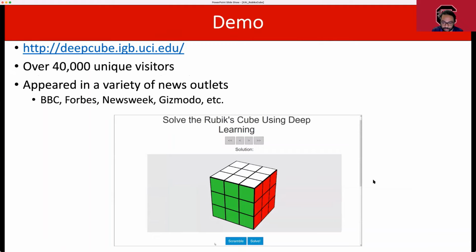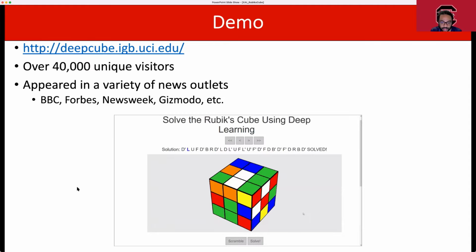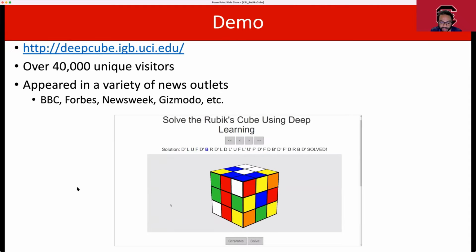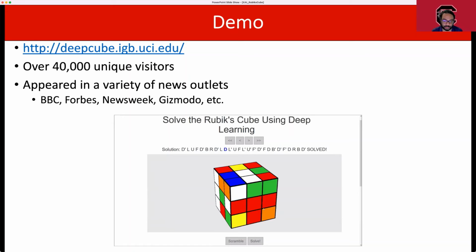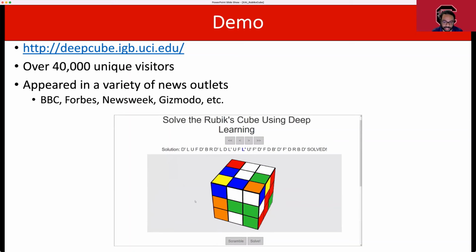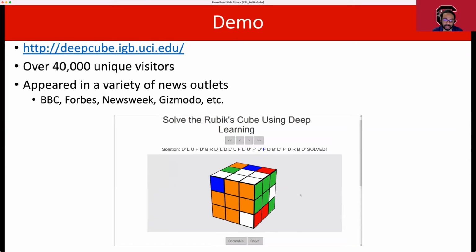So here is a demonstration of our work. I think this should be running on the server right now. This is a demonstration of the Rubik's Cube being scrambled and then solved. You see it's able to find a solution. You can tweak the search parameters such that it can find a solution really quickly, even though the solutions are a bit longer. It finds a solution in about a second.